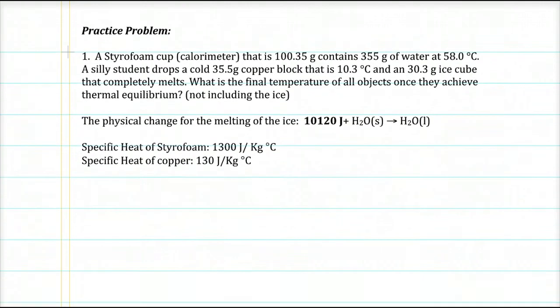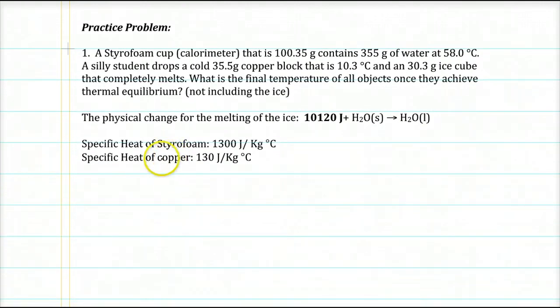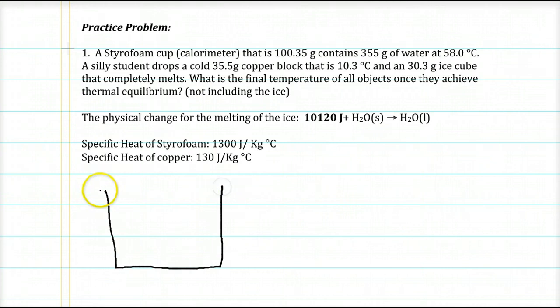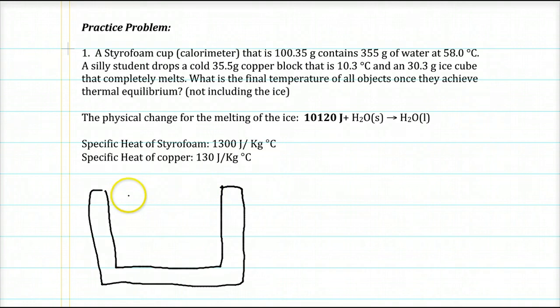Okay, so this practice problem starts with a styrofoam cup that has a certain amount of grams of water at a certain temperature in it. They're going to be thermally equal at equilibrium. So let's draw ourselves the cup, and let's make it thicker so I can see what's going on here. And the cup, of course, is the calorimeter. And now I'm going to add some water. All right, so I guess I'll have to make it blue.